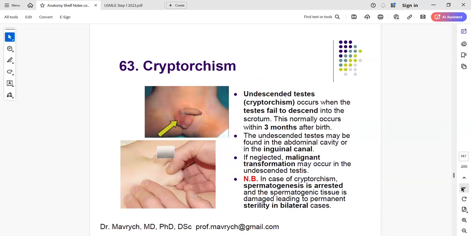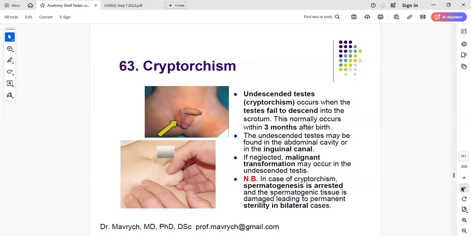Cryptorchism is a condition of undescended testes. Okay, it's a disease, it's a condition. I'm sorry for calling it a disease. It's a condition in which the testes fail to descend. Usually it does descend within 3 months of birth, but sometimes it does not because it gets entrapped in the inguinal canal, and then it can undergo malignant transformation, so it's very important to do the surgery and take it out. So in case of cryptorchism, spermatogenesis is arrested, obviously.